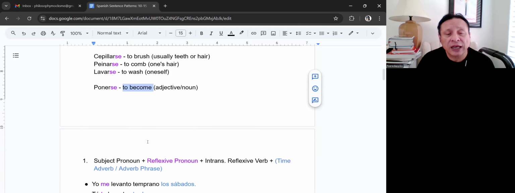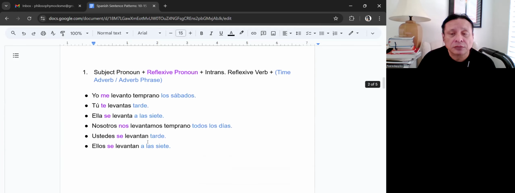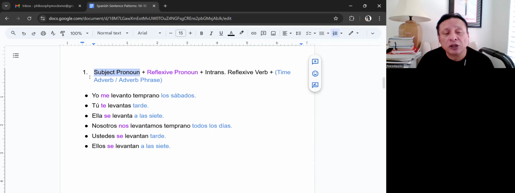Okay, so let's look at the first sentence pattern. The first sentence pattern is subject pronoun. It could also be a name. It can be a proper noun like Maria, Carlos. It could be somebody's name, right? Proper nouns are names. Basically, it's the same thing. So, and then a reflexive pronoun, right?